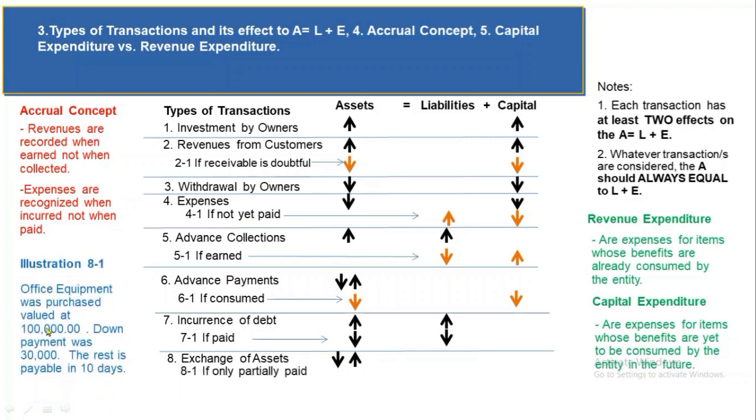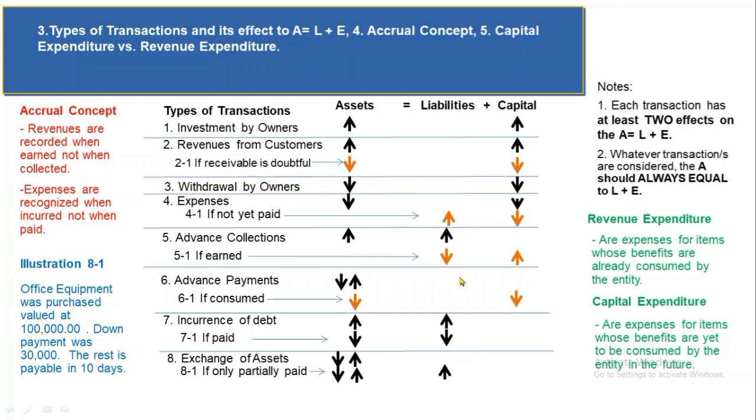The only twist here is when you pay partial. For example, this illustration, where office equipment was purchased at 100,000, however, the down payment given is only 30,000. The rest is payable in 10 days. Of course, the assets will increase by 100,000 in form of office equipment. However, the asset will also decrease because of the down payment of 30,000. So in effect, or in summary, the assets increase by only 70,000 and the liabilities will increase by 70,000 because again, out of 100,000, 30,000 was only paid.